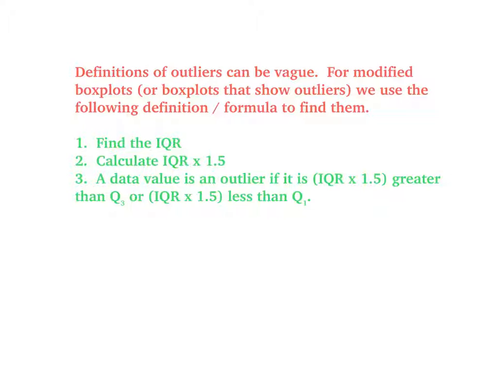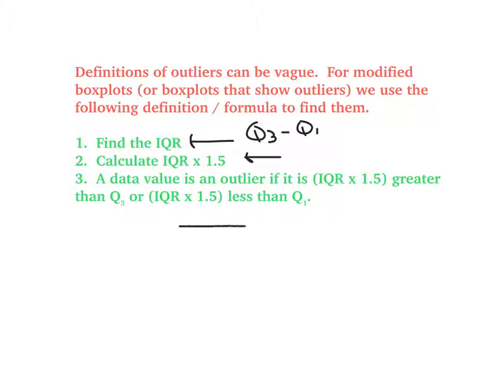When we're working on box plots, we do have a rule we use, a formula to find them, and I'm going to walk you through that right here. First of all, find the IQR. Remember, that's the interquartile range. That is Q3 minus Q1. Then we're going to calculate IQR times 1.5. And then we're going to do this.